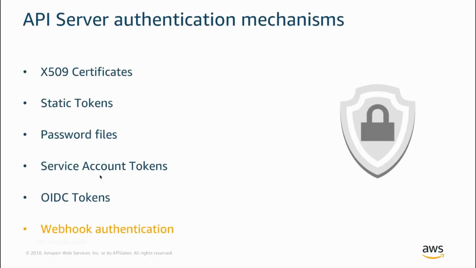You can also use service account tokens, which are stored in etcd, the persistent layer. You can also use OIDC tokens or webhook authentication. And webhook authentication is the mechanism we actually use to leverage the aws-iam-authenticator.